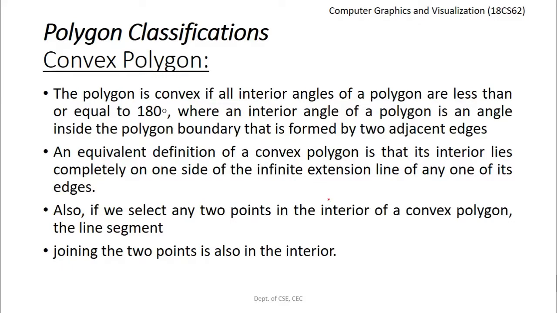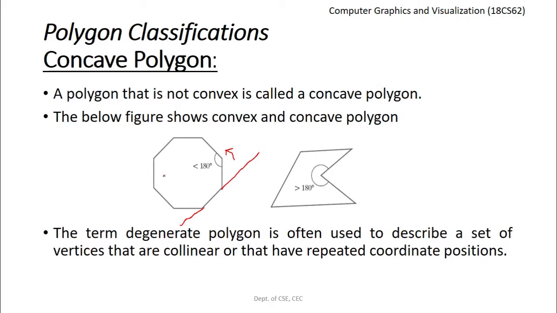There is one more condition. If we select any 2 points in the interior of a convex polygon, the line segment joining the 2 points is also in the interior. For example, let me consider 2 points, one point here and one more point here, and connect them with a line segment, something like this.